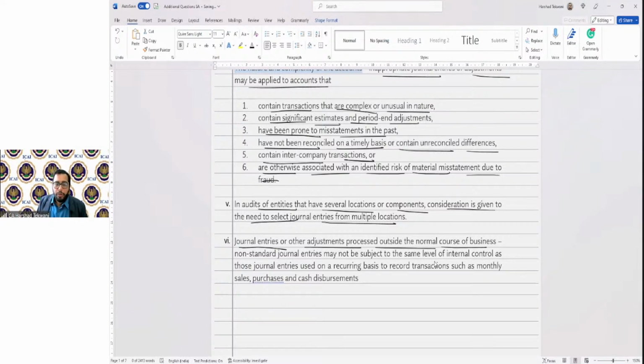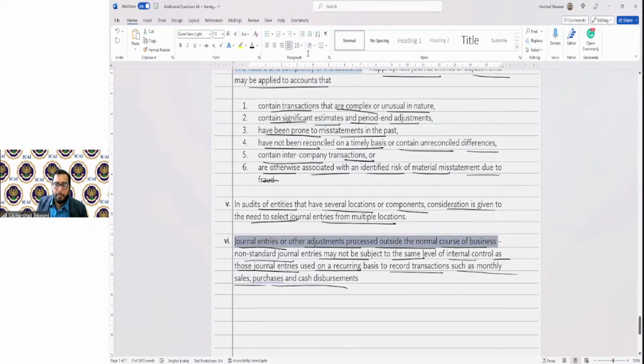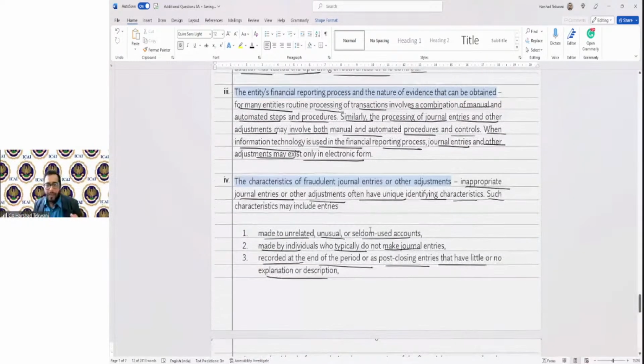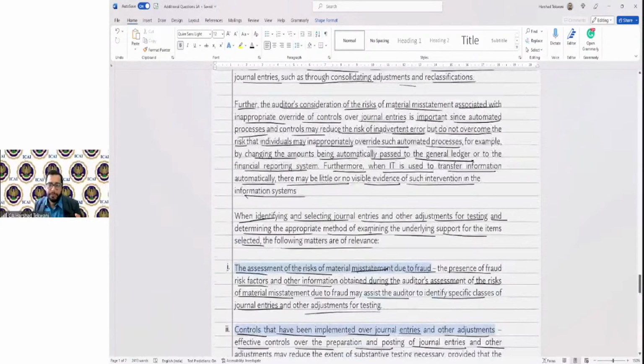Journal entries or other adjustments processed out of the normal course of business, like non-standard journal entries, may not be subject to the same level of internal control as those journal entries that are used on a recurring basis to record transactions, such as monthly sales, purchases, and cash disbursements. So journal entries which are outside the normal course of business require some more focus compared to the journal entries which are within the normal course of business. Accordingly, these are the factors that are required to be considered while selecting the journal entries.